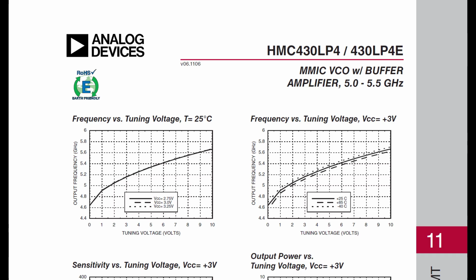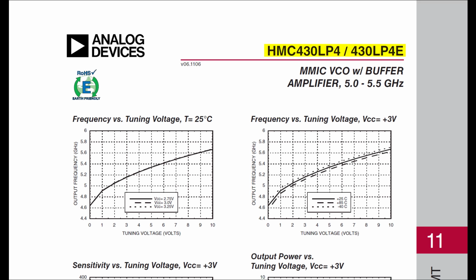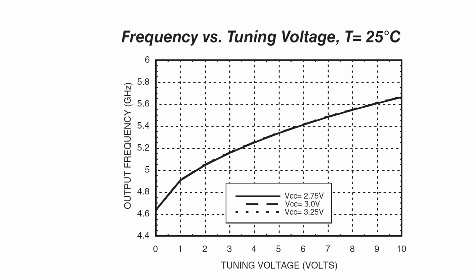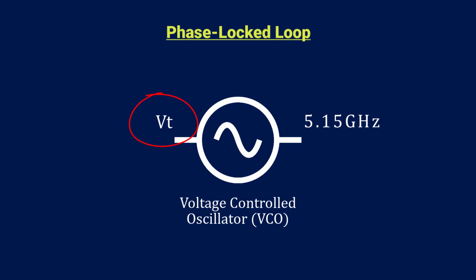Here is the graph of frequency versus tuning voltage taken from the datasheet of the VCO HMC430LP4. Remarkably, this VCO spans a frequency range from 5 to 5.5 GHz. Our target frequency of 5.15 GHz is achieved when the tuning voltage hovers around 3 volts. So, the question is, where does this tuning voltage come from?